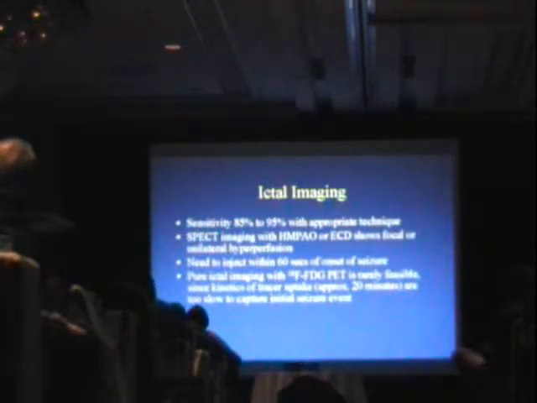You can only use SPECT on this. You can't use PET with this because it takes 20 minutes or more for the PET agent to be taken up in the brain, and the seizure is long gone by the time you do that. So those are always interictal scans, unless you're lucky to inject FDG at the time the patient's having a seizure. The sensitivity is 85 to 95% with good technique on these patients. And you're looking for areas of increased perfusion, which are going to be focal and unilateral. You need to inject the tracer within 60 seconds of the onset of the seizure.